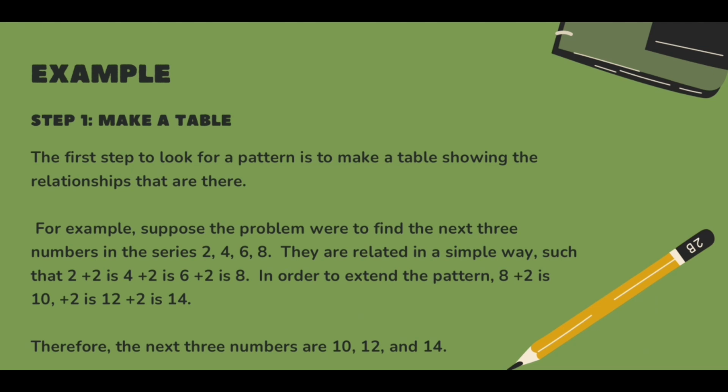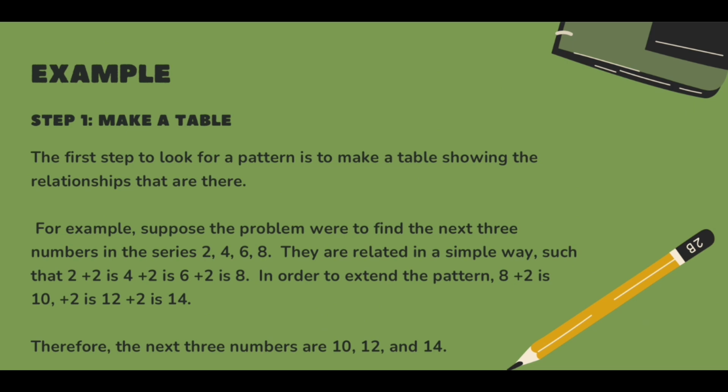Here are the examples. Step 1. Make a table. The first step to look for a pattern is to make a table showing the relationships that are there. For example, suppose the problem were to find the next three numbers in the series 2, 4, 6, and 8.